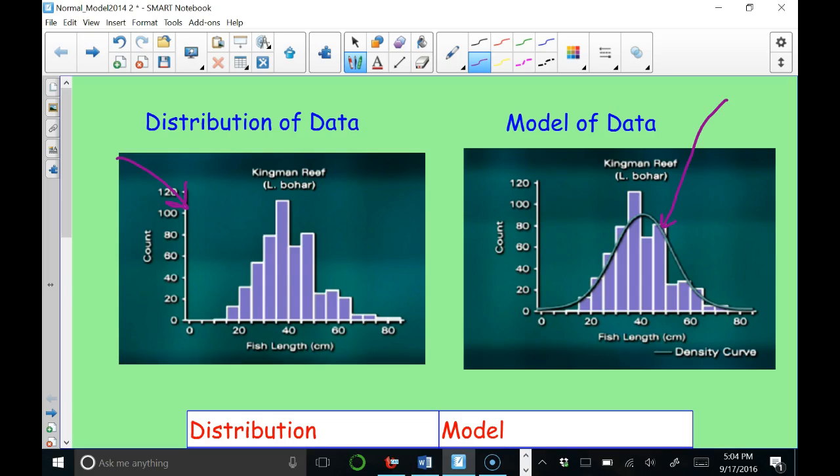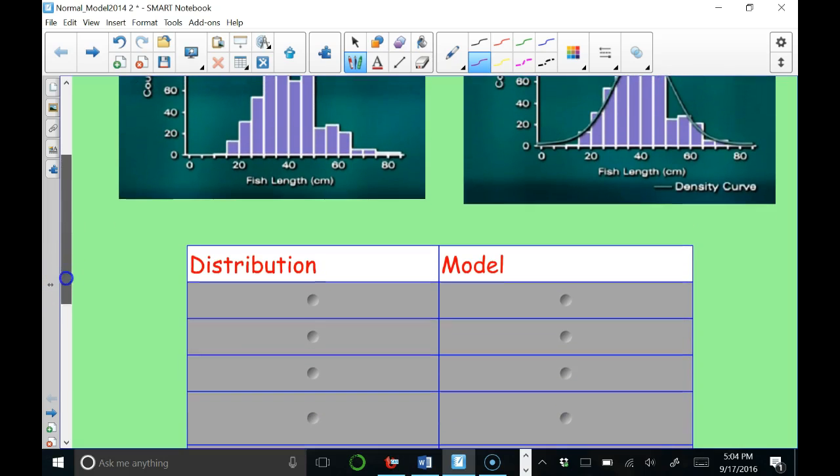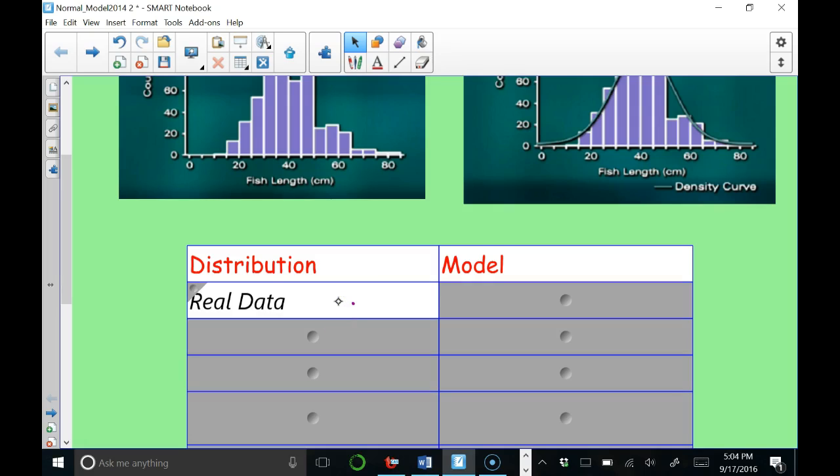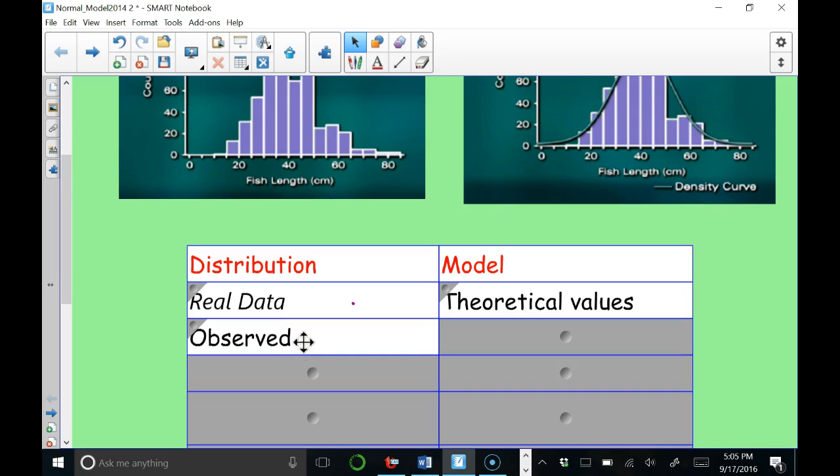The histogram is raw data. The model of the data is like a theoretical perfection. So in terms of vocabulary, we're going to go between the distribution, which is the histogram, and the model here, which is the normal model. So for example, distributions are made of real data. A model is theoretical values. A real distribution is what we observed. It's the actual lengths of the fish. The model is what we imagine it would look like if it were a perfect world.